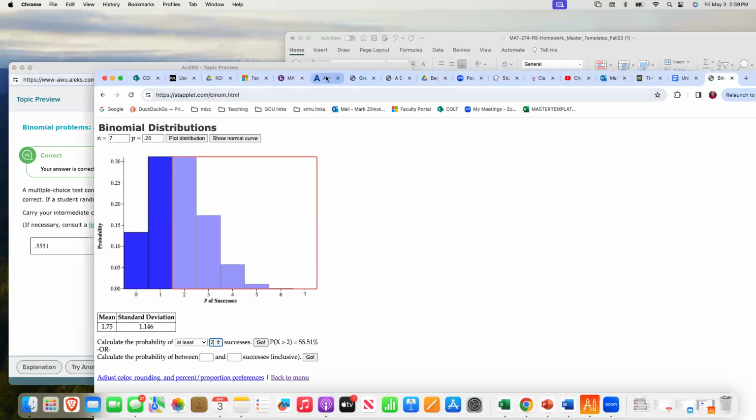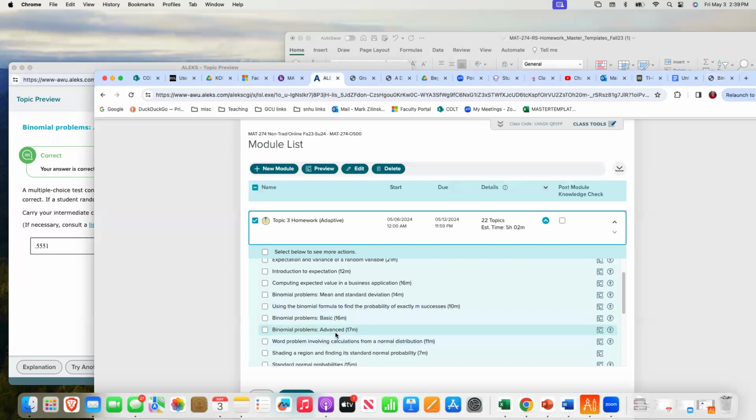Let me just check here real quick. We did the advanced, we did the basic, mean and standard deviation. Like I said, we just need to look in that box, and this one's even more basic than this one. So that's pretty much all you have to do here for binomial, in terms of the ALEKS problem.